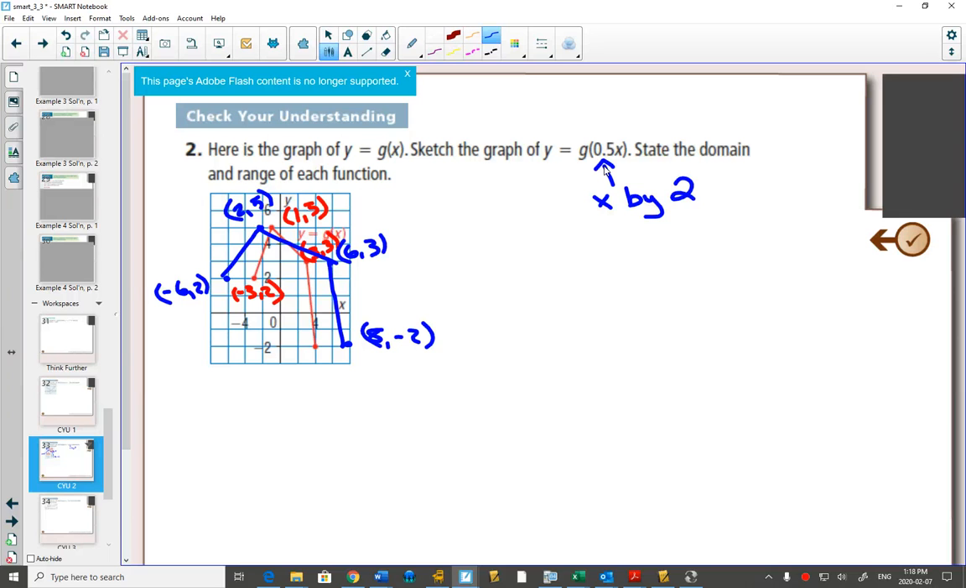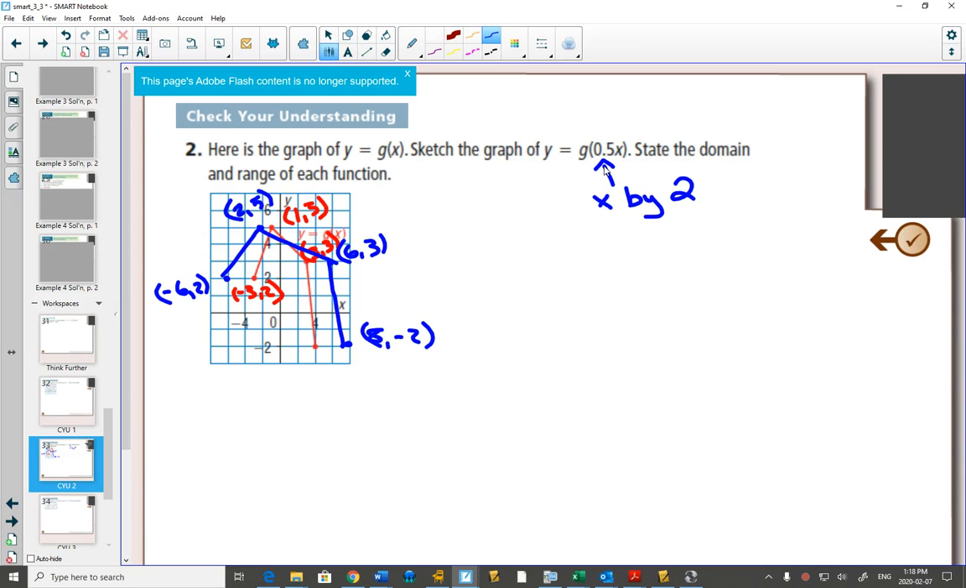So when you think of something being stretched horizontally, it's like you grab a hold of it on either side of your y-axis, and it gets pulled away from that y-axis. When things are compressed, they get squished towards the y-axis. So this red graph, can you see it was sort of grabbed on and pulled out? And so we would call that a horizontal stretch by a factor of 2.